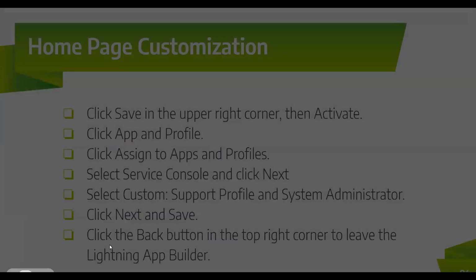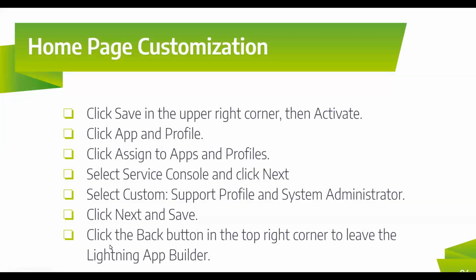Likewise, whatever components you wanted, you will drag and drop and place on your canvas, on this spot. Once you've done everything, you're going to click on save in the upper right corner, and then you're going to activate. After activating, you're going to click on app and profile. You're going to assign this home page to app and profile.